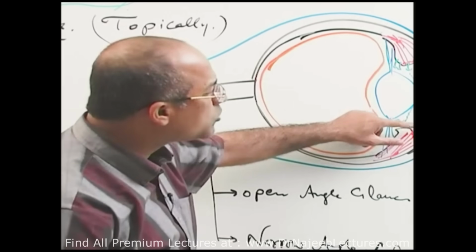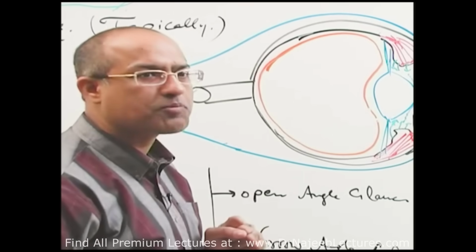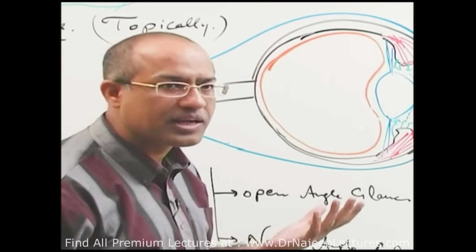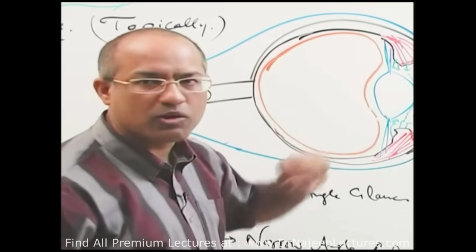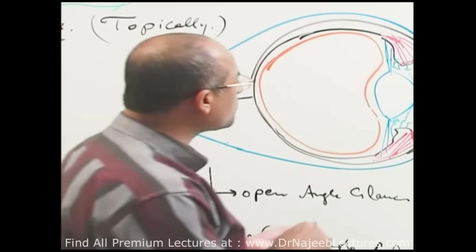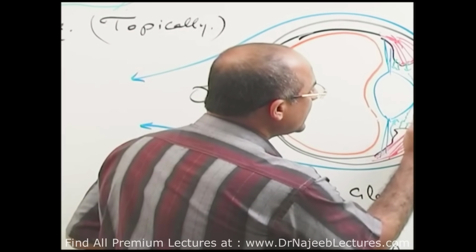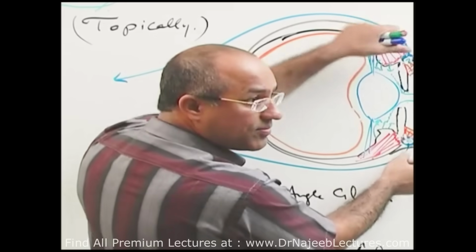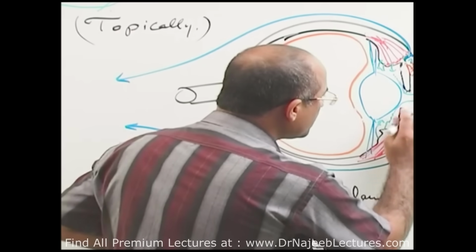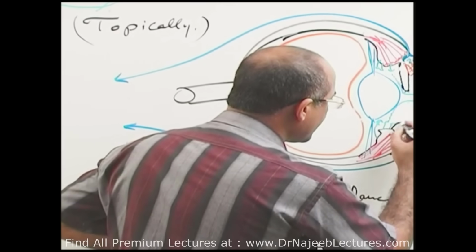Now, these people who have a narrow angle have one problem. Some of them eventually develop glaucoma when the pupil dilates. How? Let us suppose the pupil dilates, which means the dilator pupillae are opening the pupil, and the iris will move from this place to the periphery.